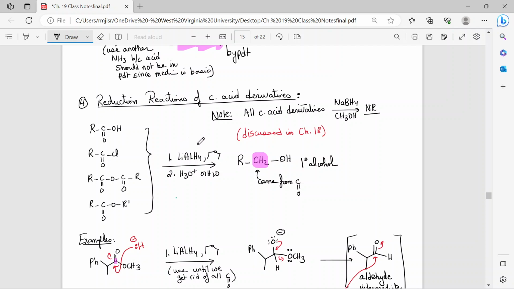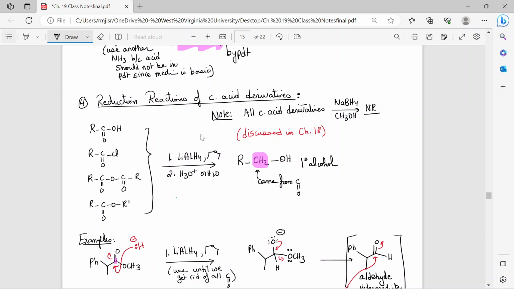Reduction reactions were discussed in chapter 18 when we were talking about aldehydes and ketones. We also talked about acid chlorides and esters, and we said that those two are reduced by the strong reducing agent into a primary alcohol. Well, we're going to add to the list the acid and the acid anhydride. Both of these as well are going to be reduced into a primary alcohol by the strong reducing agent.